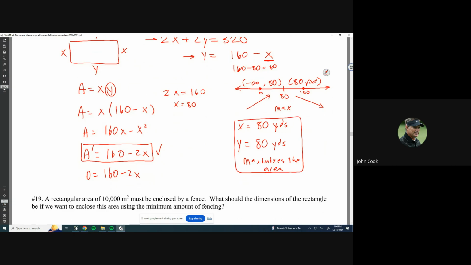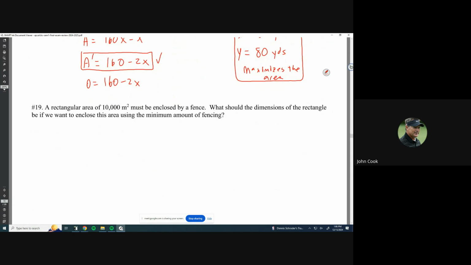There we go. A rectangular area of 10,000 meters squared must be enclosed by a fence. What should the dimensions of the rectangle be if you want to enclose this area in the minimum amount of fencing? So now this is just using the same problem that we had in number 18, but just the opposite because they give us the area.